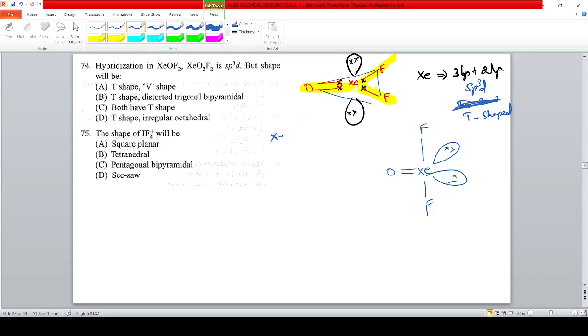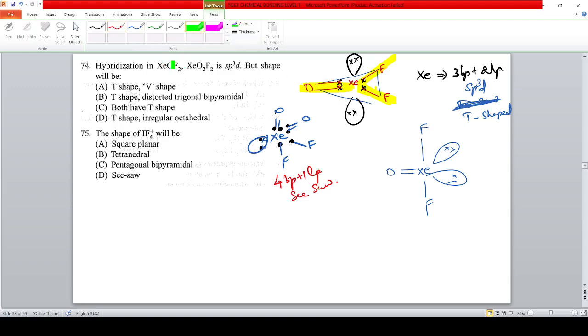XeO2F2. So xenon has 8 valence electrons, right? Where are those 8? 1 here, 2, 3, 4, 5, 6, 7 and 8. So around xenon, there are 4 bond pairs and 1 lone pair. 4 bond pairs and 1 lone pair means, as I just told you, it is seesaw shaped. So what will be the answer for the question?